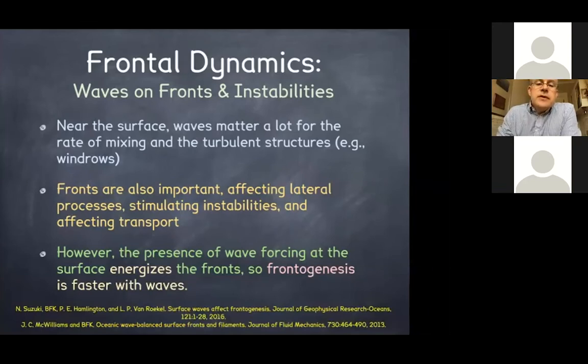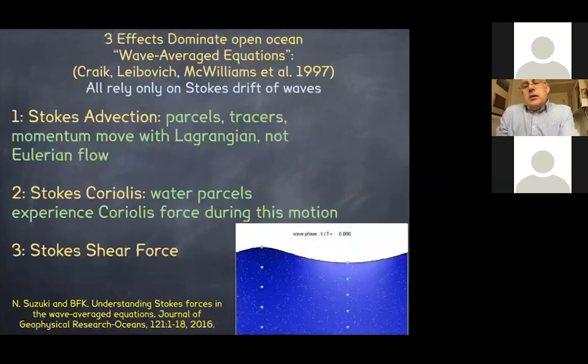So near the surface, waves matter a lot for the rate of mixing and the turbulent structures. Fronts are also important. They affect the lateral processes. They stimulate these instabilities and they affect transport. But the presence of wave forcing at the surface actually energizes the fronts. So frontogenesis can be faster with waves. Let me give you a quick tour of what I mean by that.